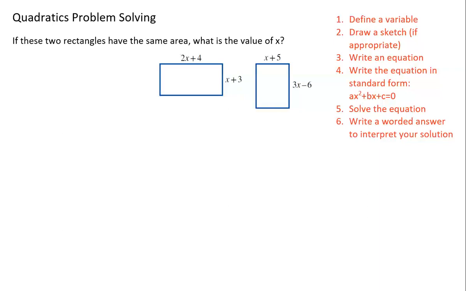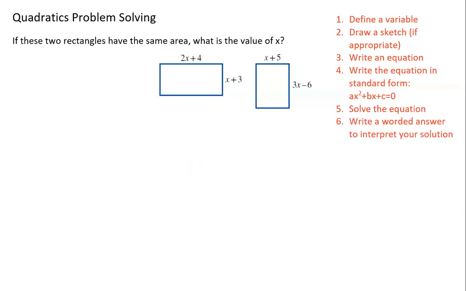In this video, we're looking at problem solving using quadratics. The question says, if these two rectangles have the same area, what is the value of x? And we have our two rectangles with labelled lengths and widths. And we have our general formula for solving worded quadratic problems on the right-hand side here.